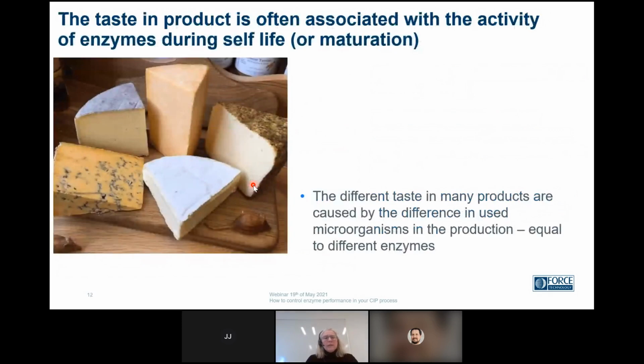The taste is very often associated with the activity of enzymes during shelf life, as you can see in the picture here with cheeses. In the cheese context, it is the maturation of the cheeses. If you have a higher pool of enzymes in your product flow, you can have another development of the taste in the product, and you can even destroy it, or it's going to taste very bad.